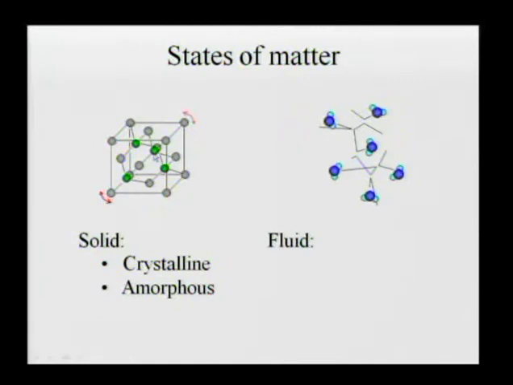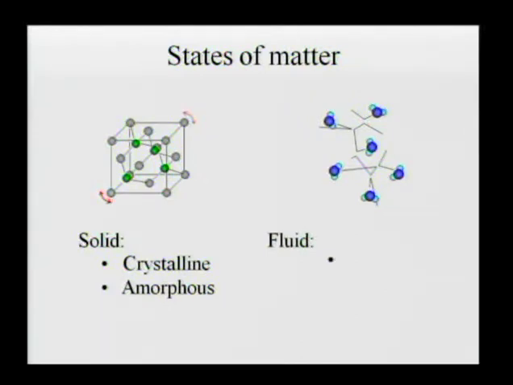In amorphous substances, we don't have this long-range order. In the vicinity of a particular atom, the other atoms are ordered, but we cannot extend this order throughout the entire object.